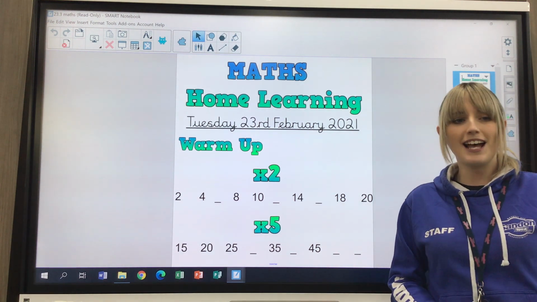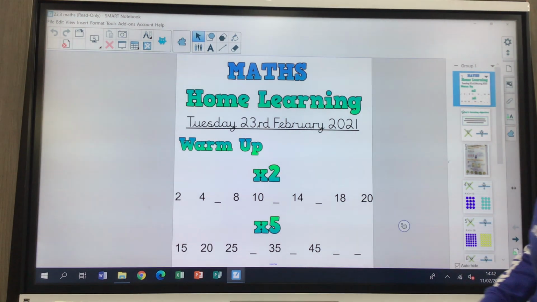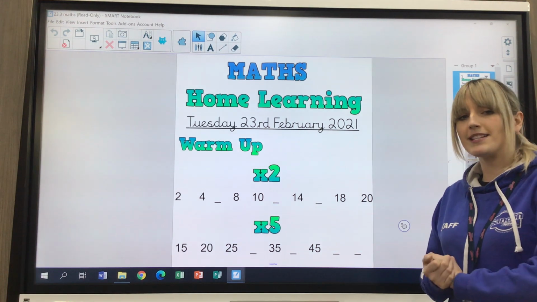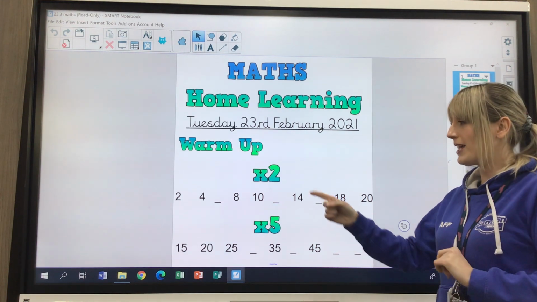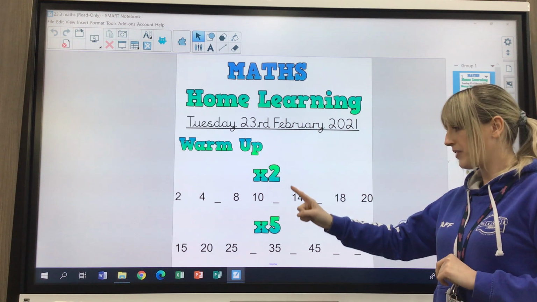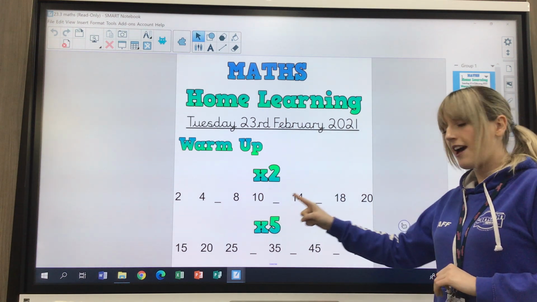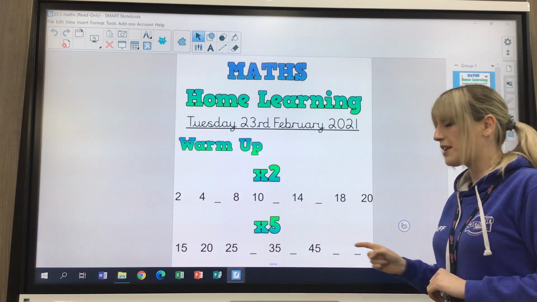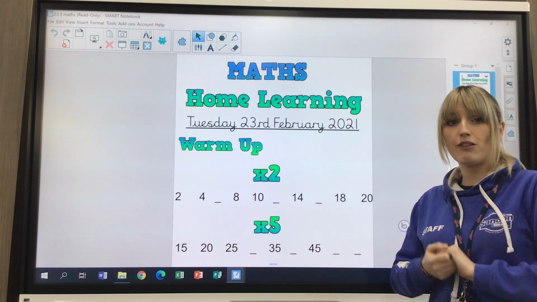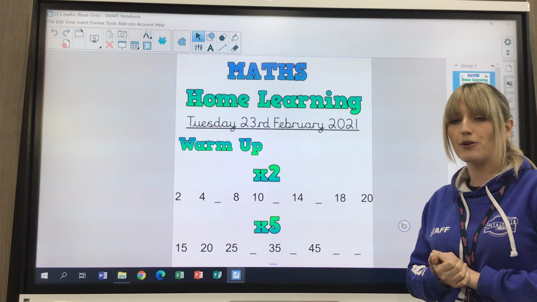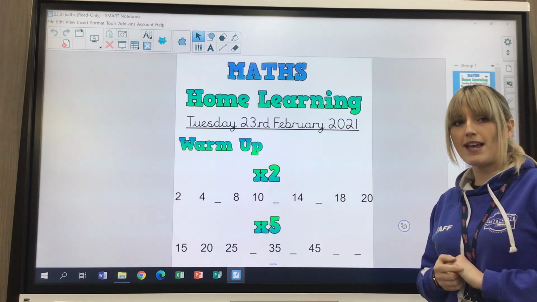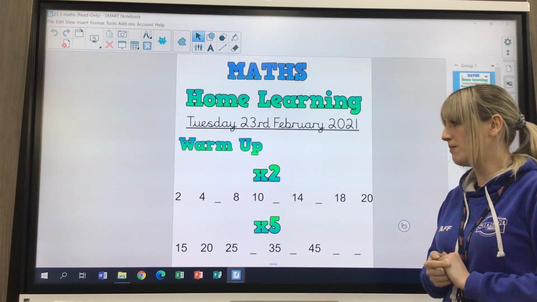Okay then, to get us warmed up and ready, we are going to do a missing number challenge. So here I've got the 2 times table and I've got some of the 5 times table, and as you can see I've got some missing numbers. So what I'd like you to do is either in your purple book or on your whiteboard, write them out, making sure you fill in the missing numbers.